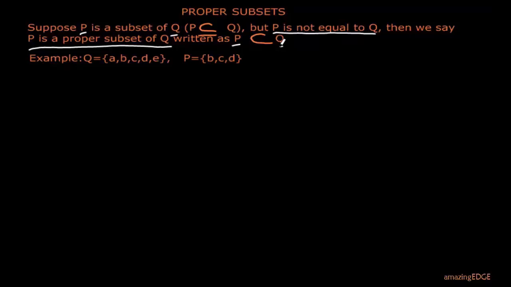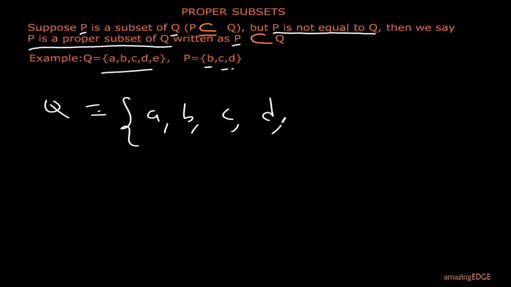So we use an example to illustrate this, or to show a clearer picture of this definition. We have a set Q. Q is made of the elements A, B, C, D, and E. And we have another set we call P. P contains the elements B, C, and D. Let me write it clearly. So we have Q: A, B, C, D, E. And the next set we have is P, which is B, C, D.